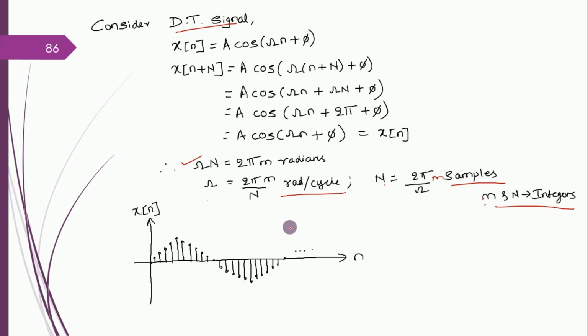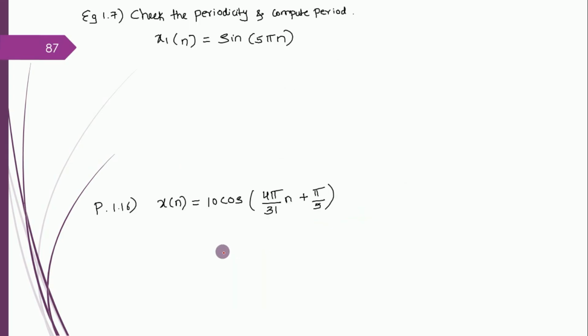So that is all. The unit of omega is radians per sample, and this is samples. All these things we have learned. So in terms of discrete time, the sinusoidal signal looks in this fashion. This is a sinusoidal discrete time signal. This is how it looks.